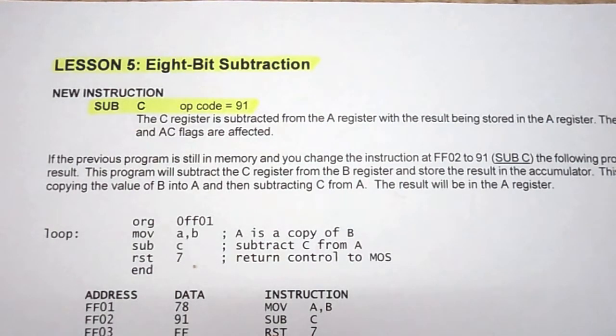It's the SUB C command with the opcode of 91. And it says the C register is subtracted from the A register with the result being stored in the A register. The Z, S, P, CY, and AC flags are affected.